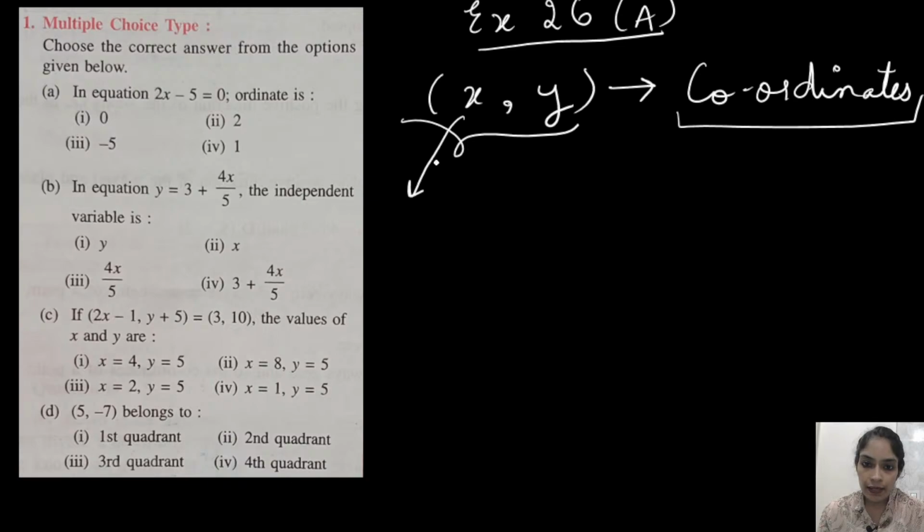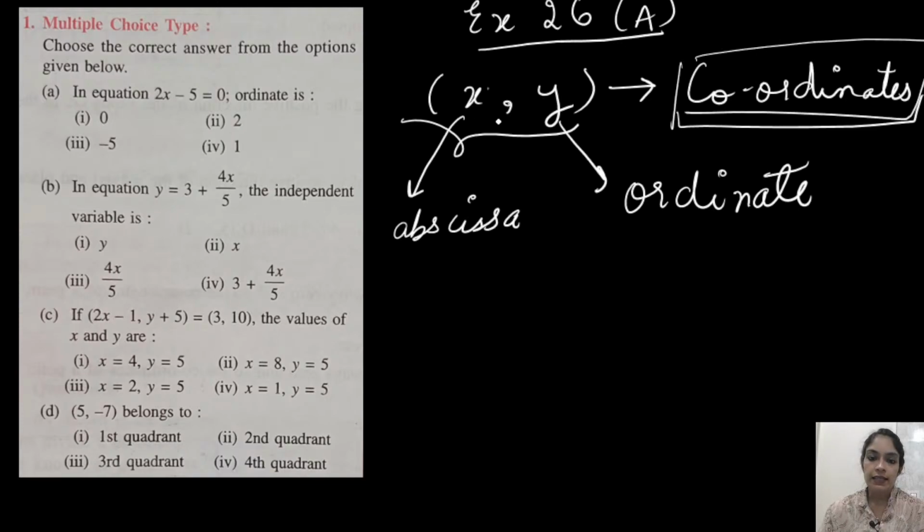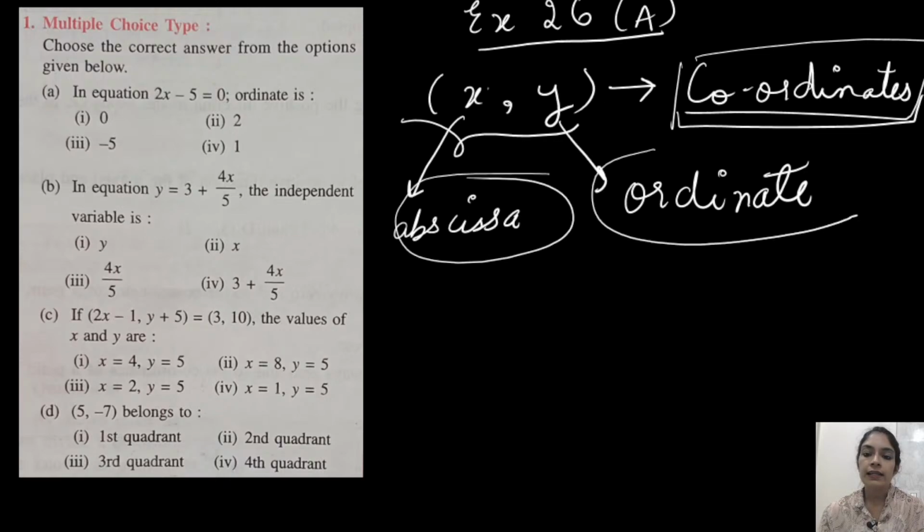They are also named separately, and you should remember their names. The x coordinate is known as the abscissa, and the y coordinate is known as the ordinate. So altogether x and y are known as coordinates, the x coordinate is the abscissa, and the y coordinate is the ordinate. These are their names. So let's start the first question.